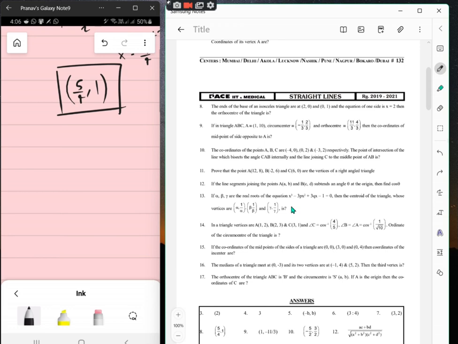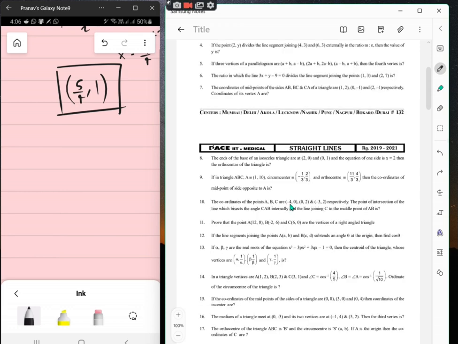The triangle ABC, A is (1, 10), circumcenter is given, orthocenter is given, coordinates of the midpoint of the side opposite A is... Oh, so circumcenter and orthocenter given, that means you can find what the centroid is.